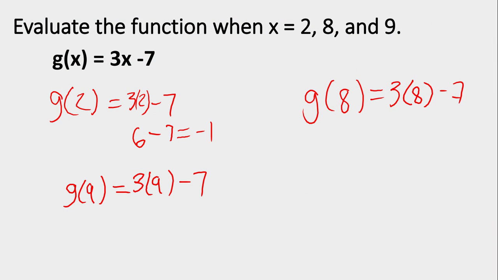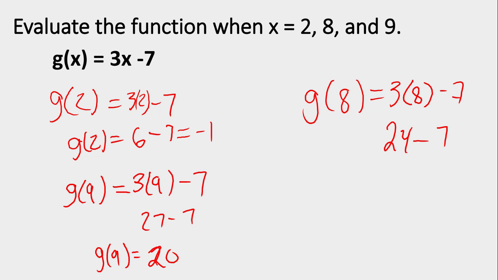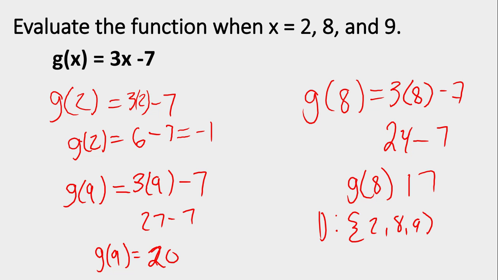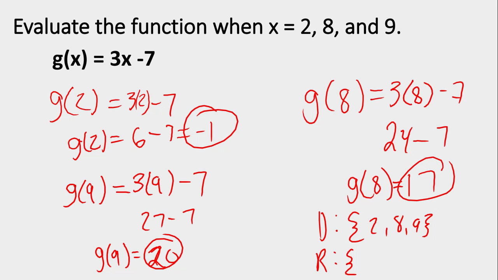So that's negative 1. g of 2 is negative 1. 27 minus 7 is 20. g of 9 equals 20. 24 minus 7 is 17. g of 8 equals 17. Domain 2, 8, 9. Range: negative 1, 20, and 17.